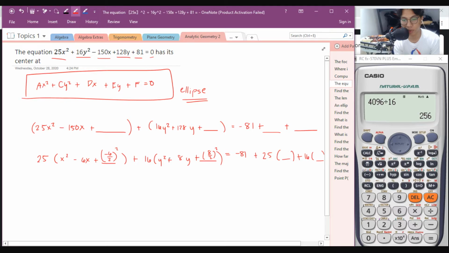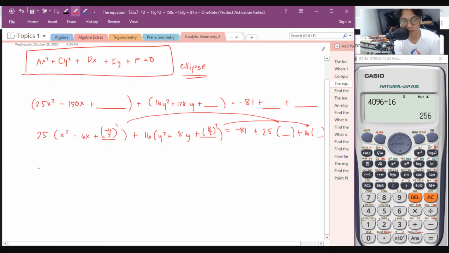Ganun din ang gagawin mo dito. Ilagay mo dito yung value niyan. Tapos yung value nito dito. So, we can solve. 25. Tapos, gawin mo na itong quadratic. And then, after nun, isimplify mo. Perfect square na siya. X minus, since minus dito, minus 3 squared plus 16 times 4 squared, bale, y plus 4 squared equal to negative 81 plus 25 times 9.